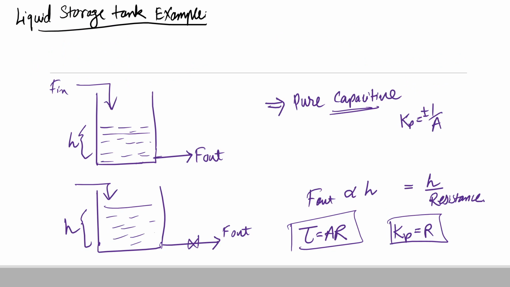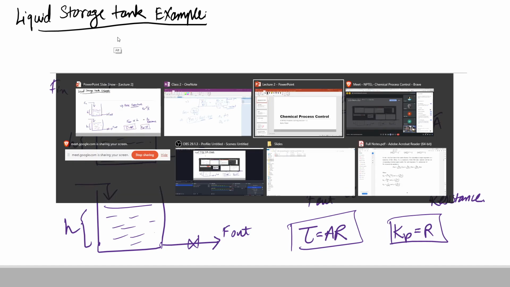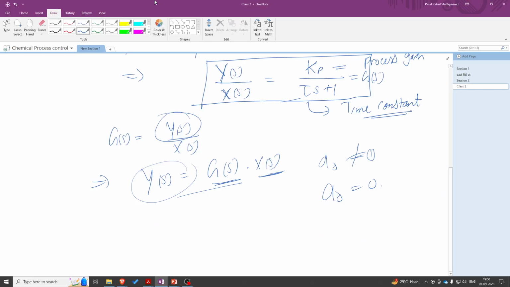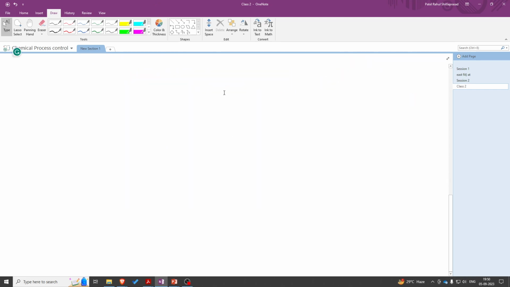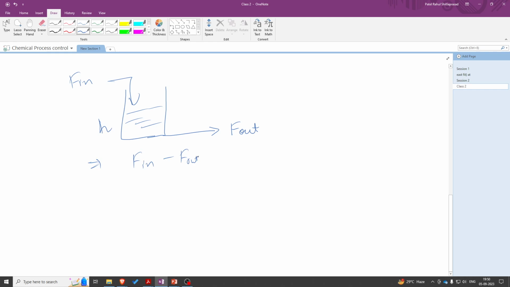So now we can take a look at this liquid storage tank example. Consider this liquid storage tank. Over here we have an output, and then we have an input. The process model, we wrote it as F input minus F output is equal to A dH upon dt.